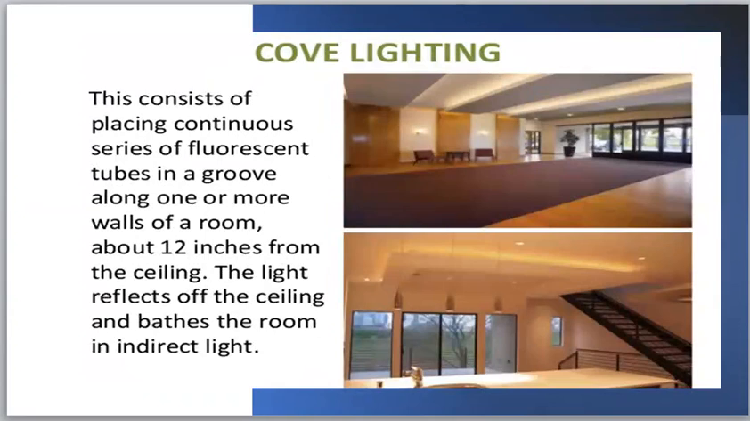Cove lighting. This consists of placing a continuous series of fluorescent tubes in a groove along one or more walls of a room about 12 inches from the ceiling. The light reflects off the ceiling and bathes the room in an indirect light.